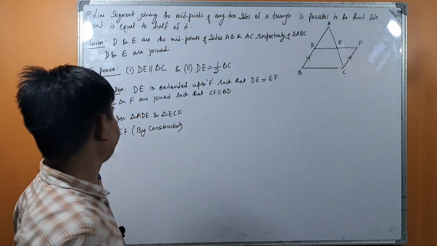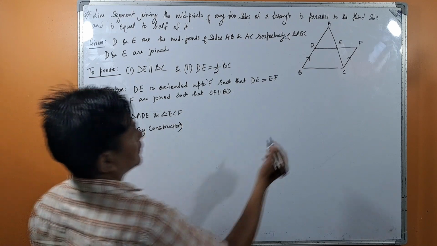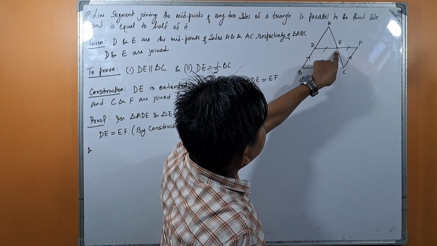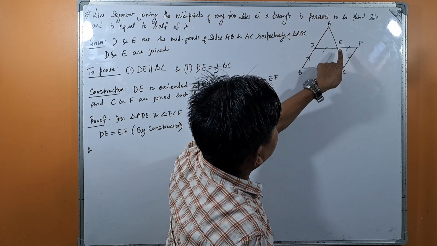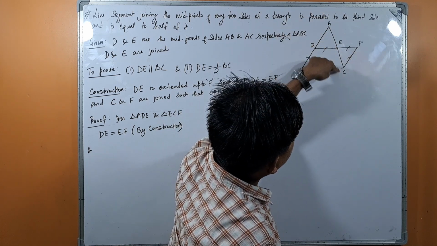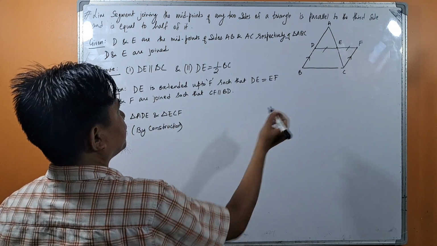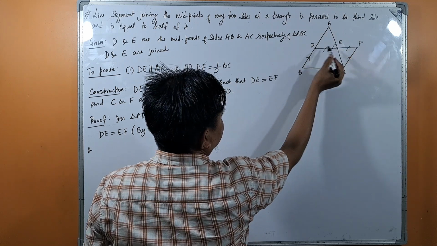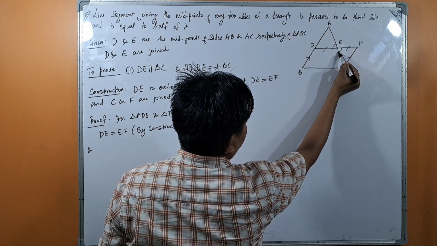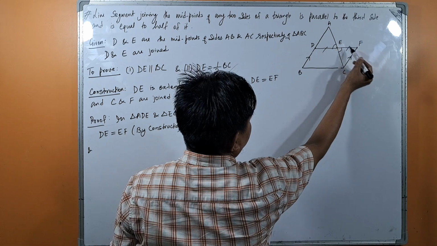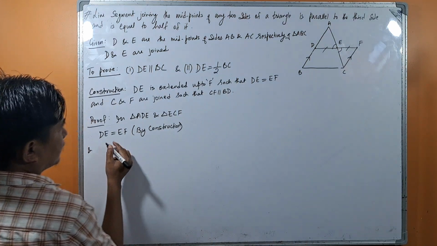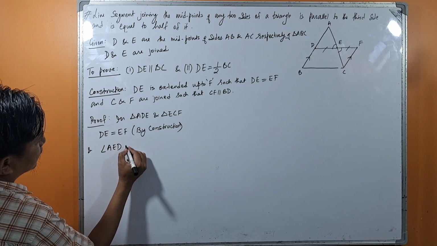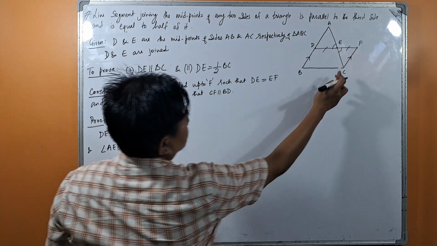DE equal to EF. And we have these two sides equal: side DE of triangle ADE and side EF of triangle ECF. And we have this angle AED and this angle CEF. Angle AED is equal to angle CEF.